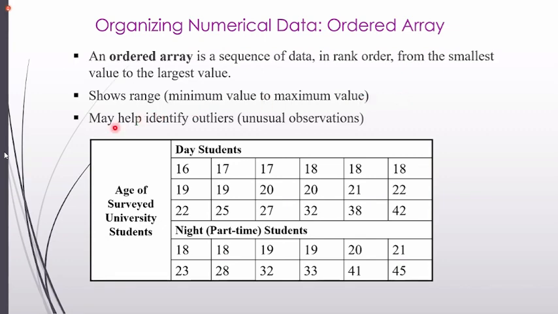And also it is very useful to identify the outliers, right? That is, unusual observations. That is the main thing in numerical data. In some cases, we have some unusual observations. Actually, what is the meaning of unusual observations? It is a very, very small value compared to other values, or a very, very big value compared to other data values. If some observations are very, very small compared to other observations, or very large compared to other observations, that is called outliers.